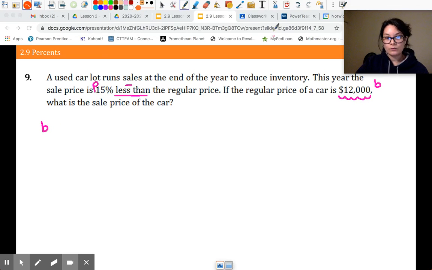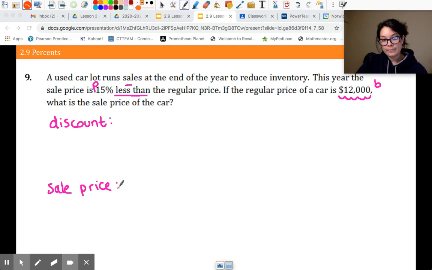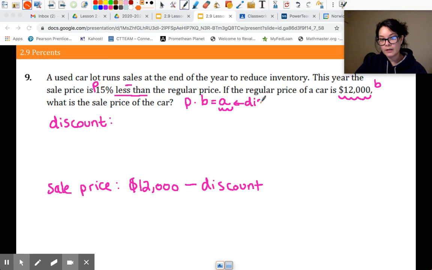So let's find, whoops, the amount of discount. That's kind of what we're finding here. And then to find the sale price at the very end, we're going to take the original price of $12,000 and we're going to subtract the discount. So to find the discount, I'm just going to use my formula, percent times base equals part, where in this case, my part is going to be the discount.